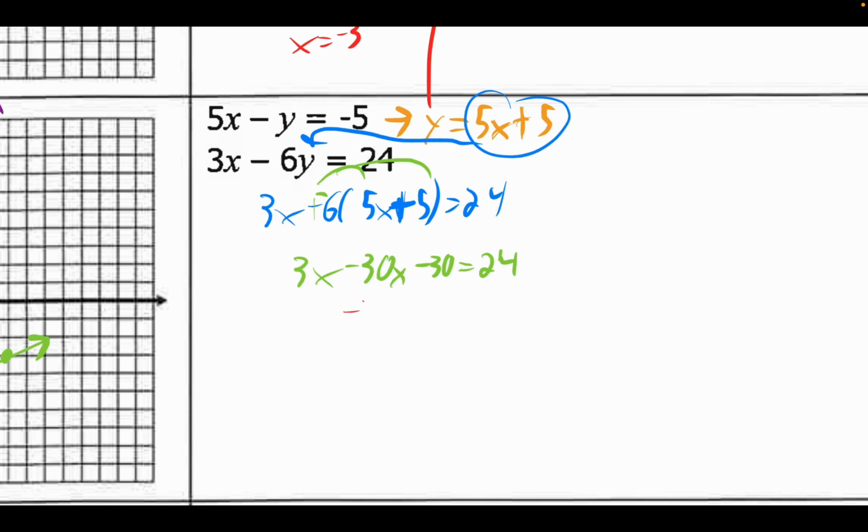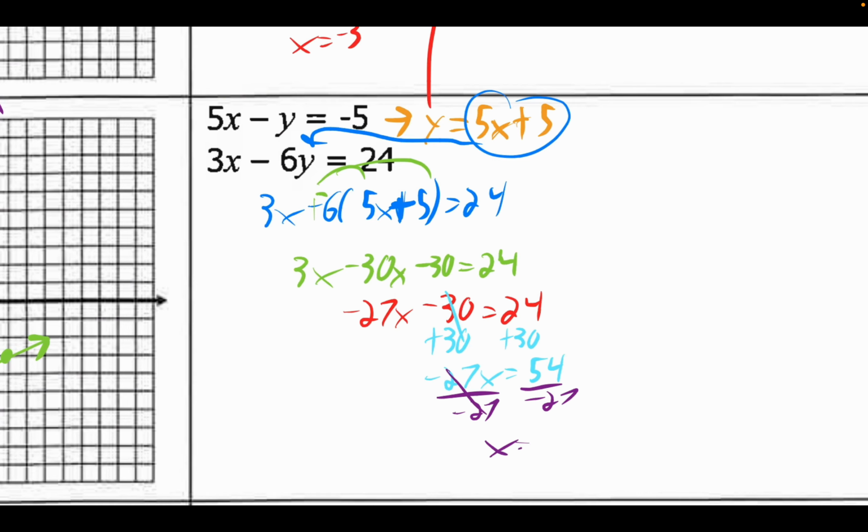Now I combine like terms and I get negative 27x minus 30 equals 24. I add 30 to both sides, and I get negative 27x equals 54. I divide by negative 27, and x equals negative 2.